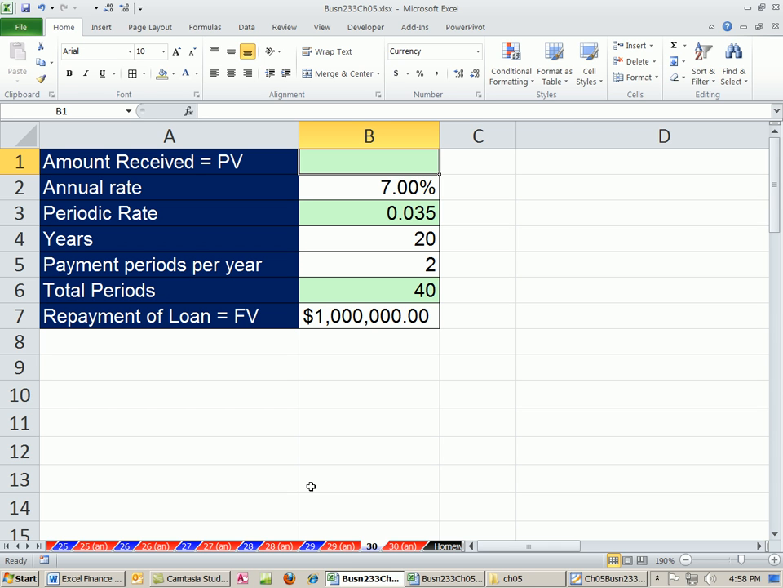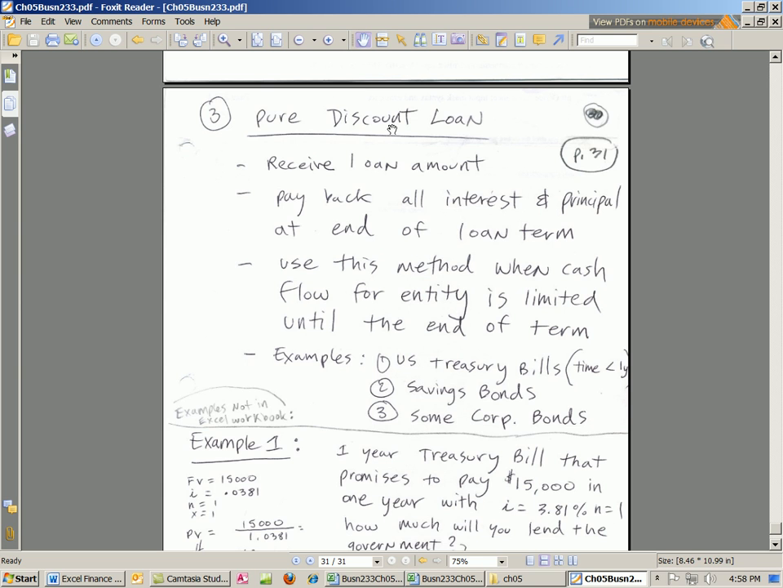Our last topic for Chapter 5, I'm going to look at the PDFs. A pure discount loan, sometimes called a deep discount loan. Here's how this loan structure works. You receive a loan amount, so you borrow this amount. You pay back all the principal and all the interest at the end of the loan. So really, you're borrowing at some point in time and you pay nothing back until the end.